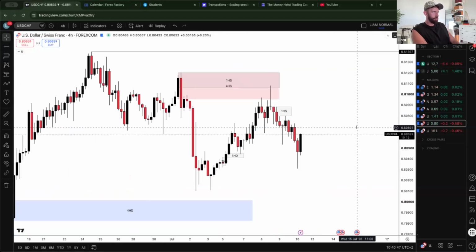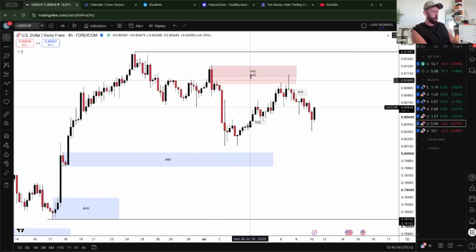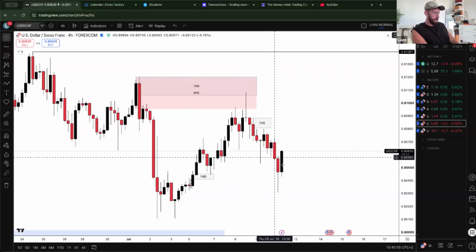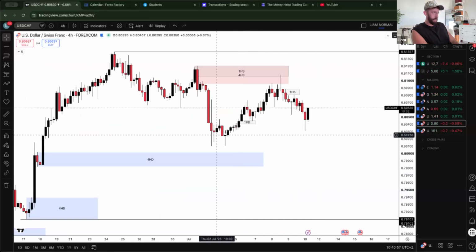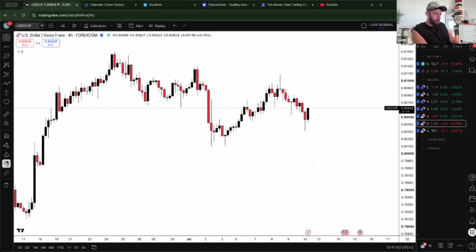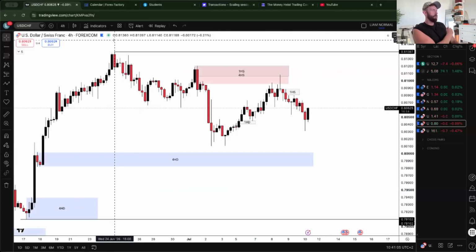Now, if we look at the 4 hour and 1 hour supply inside of that daily, it's been pretty corrective. It's been pretty clean internally, and we obviously had internal bulls to bears. So ideally, that is what we can keep an eye on for today.